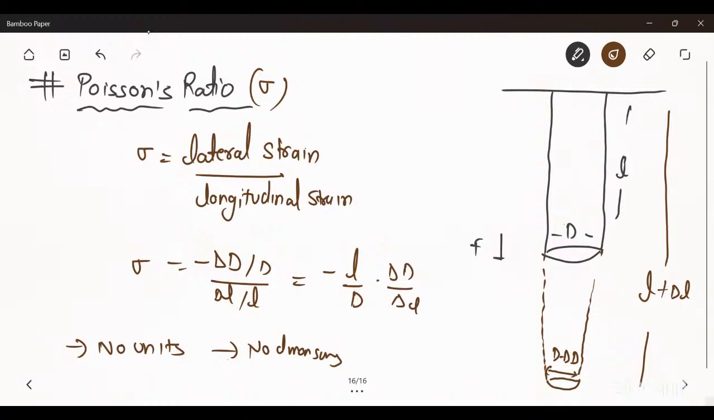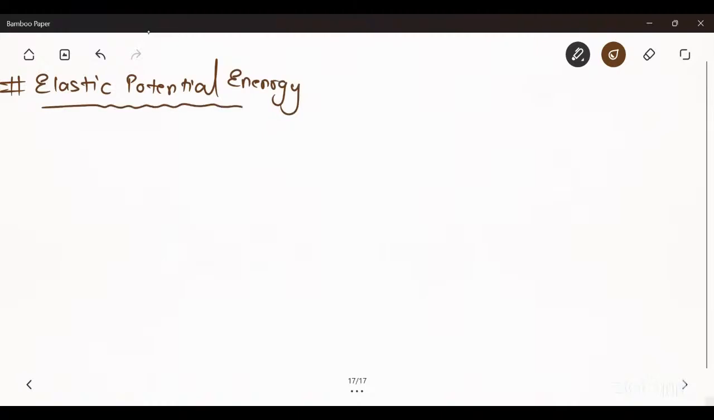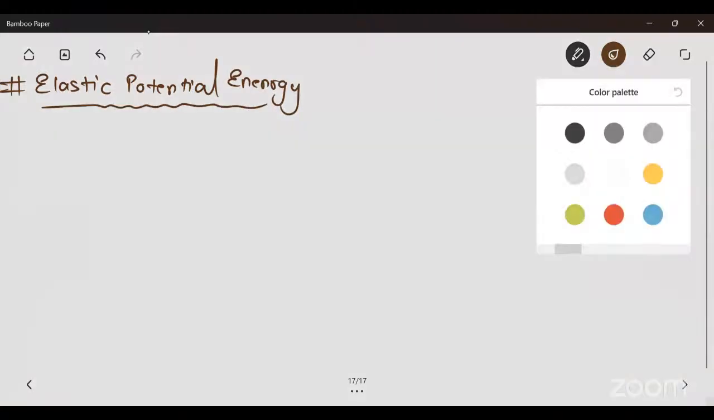Now the last topic of this chapter is elastic potential energy. After that, I will discuss important questions which came in your previous years. Elastic potential energy.